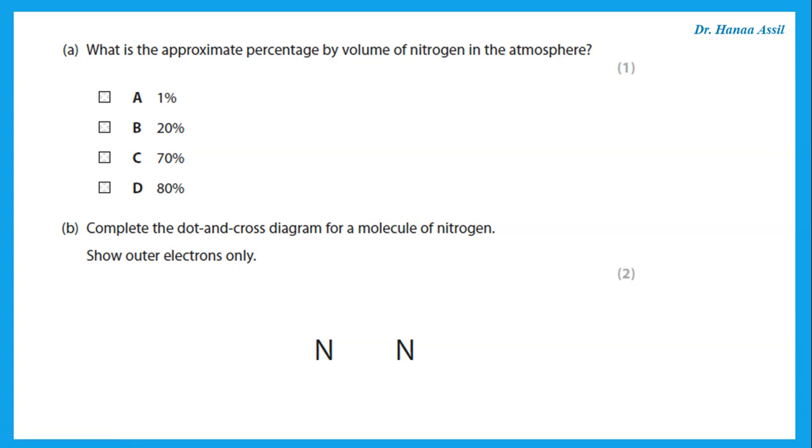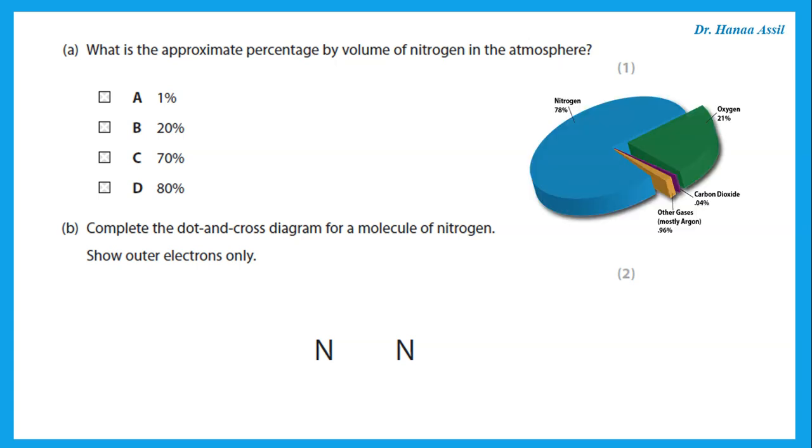What is the approximate percentage by volume of nitrogen in the atmosphere? Again, you should remember nitrogen is about 78%, so the choice here would be 80. Remember that oxygen is about 21%, carbon dioxide is about 0.04 or 0.03, and argon is about 0.9%.